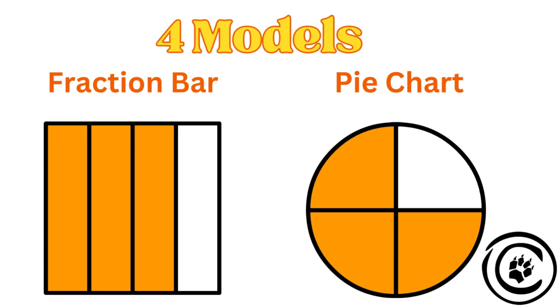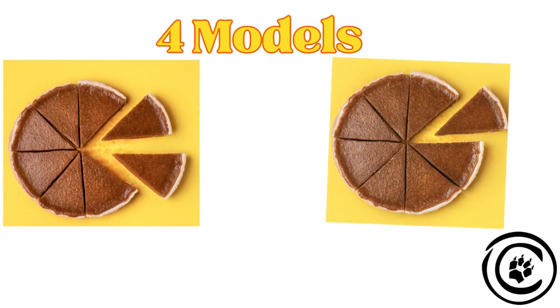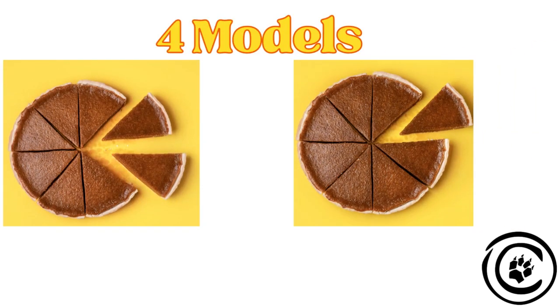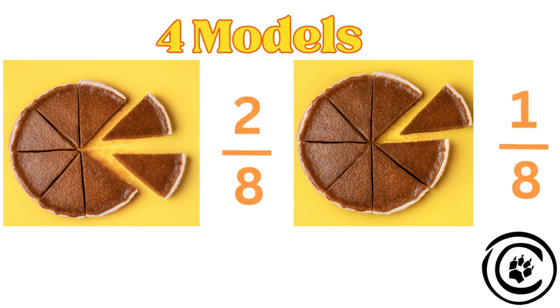4. Use models. You can use visual models like fraction bars or pie charts to help you understand and compare fractions. Imagine cutting pies into different numbers of equal parts. Then, using fractions, you can compare which is bigger or smaller.